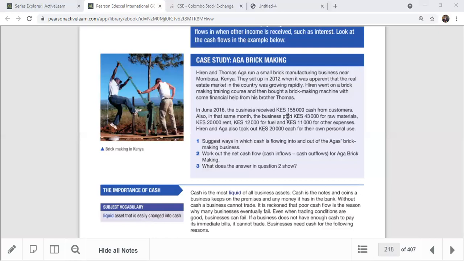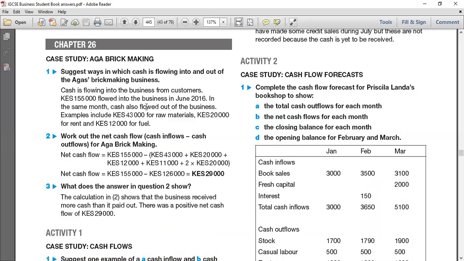The only inflow you can see is 155,000 received from customers. Now they are asking three questions. Suggest ways in which cash is flowing into and out of the bricklaying business. If you go through this, normally in every business organization the main money coming in is from customers. In this case study also, we can see the answer: the cash flowing into the business from customers.